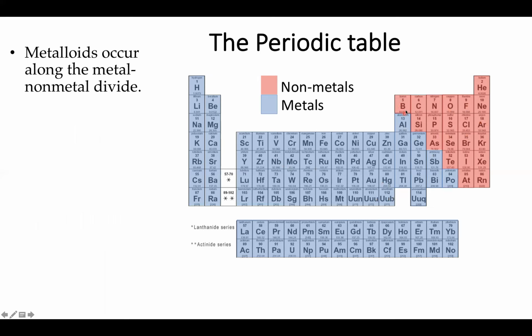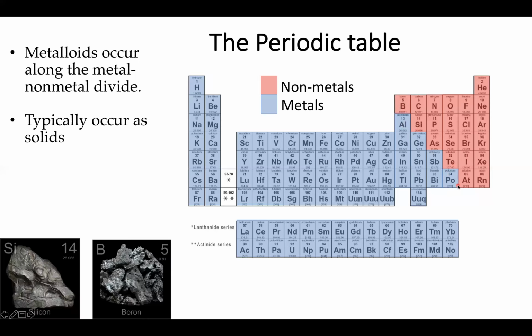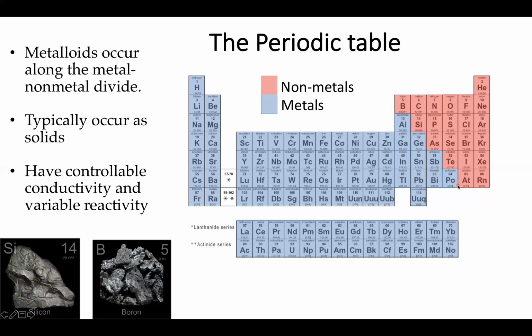And essentially, these are everybody who's adjacent to this metal nonmetal feature, whether it's going from boron and aluminum to tellurium and polonium. These all occur as solids under room temperature, and they tend to have very controllable conductivity and fairly variable reactivity. So a good feature of that controllable conductivity is silicon.